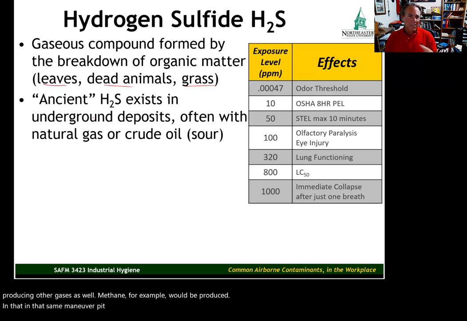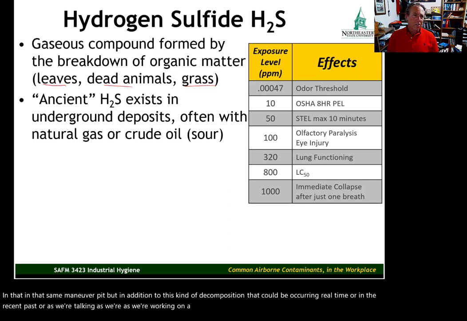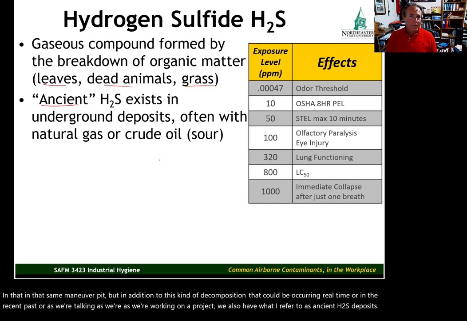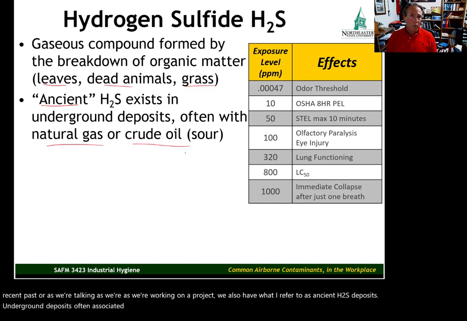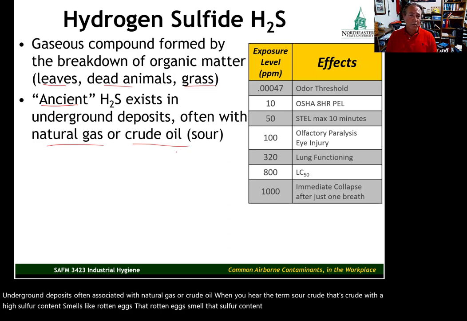But in addition to this kind of decomposition that could be occurring real time or in the recent past, as we're working on a project, we also have what I refer to as ancient H2S deposits. Underground deposits often associated with natural gas or crude oil. When you hear the term sour crude, that's crude with a high sulfur content, smells like rotten eggs. That rotten egg smell, that sulfur content, that goes along with hydrogen sulfide.